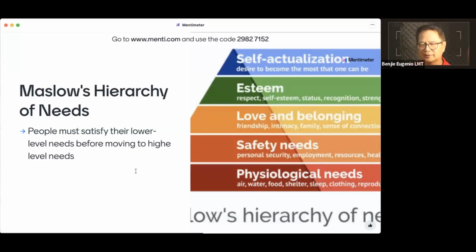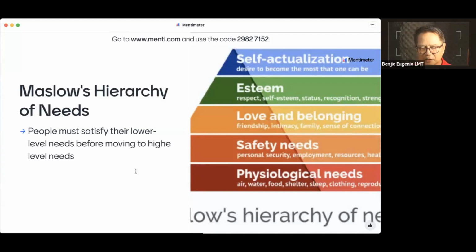So what are these? According to him, before a person can move on, the basic needs for air, water, food, shelter, sleep and clothing must be met. Those needs must be accomplished first. Now, once those needs are satisfied, that person will go higher, to the safety needs. So what are these safety needs?